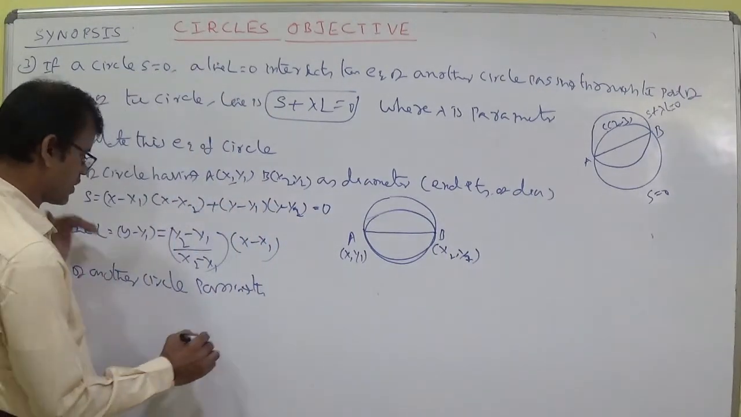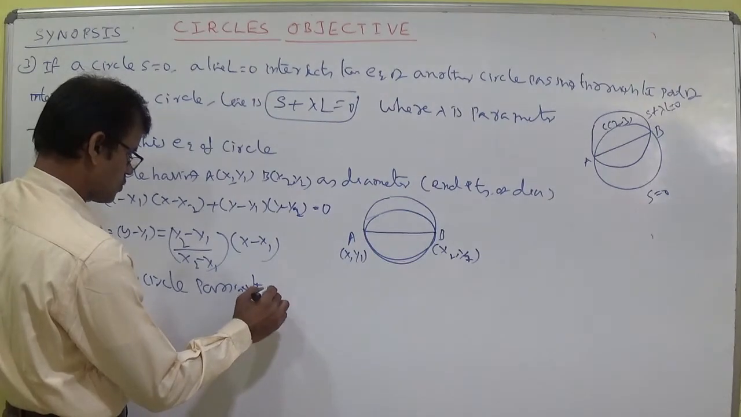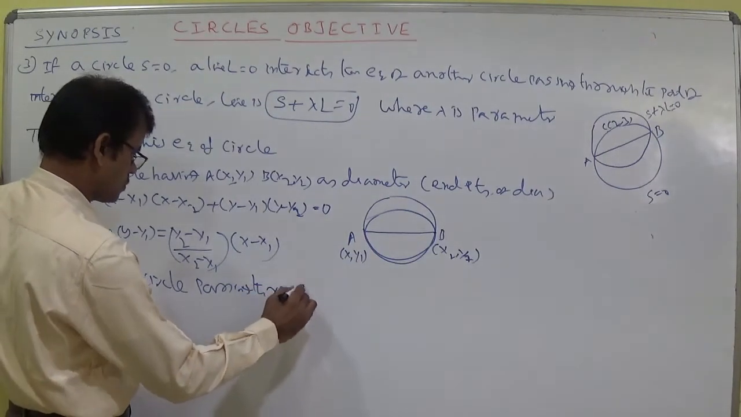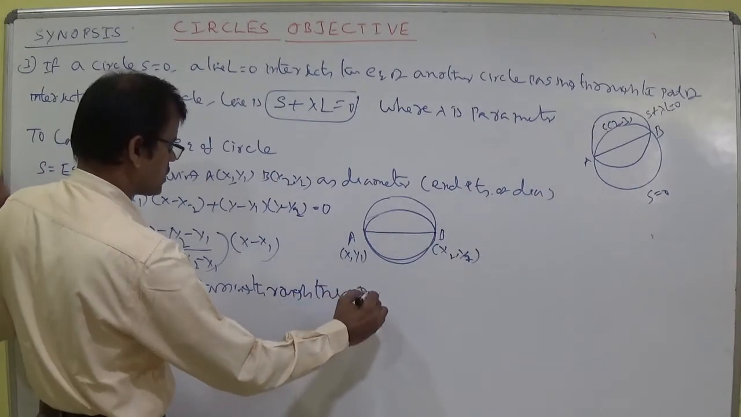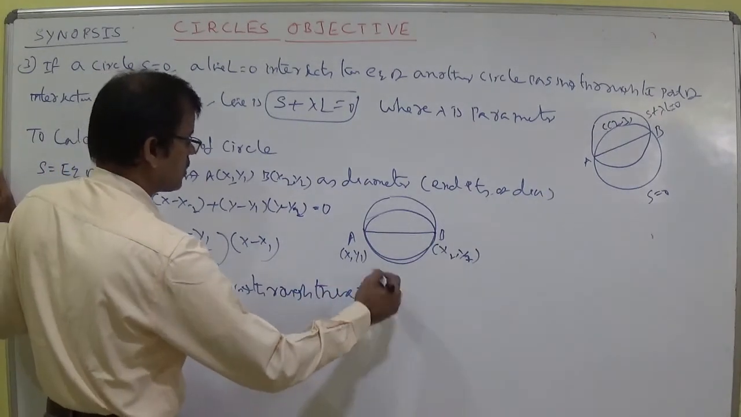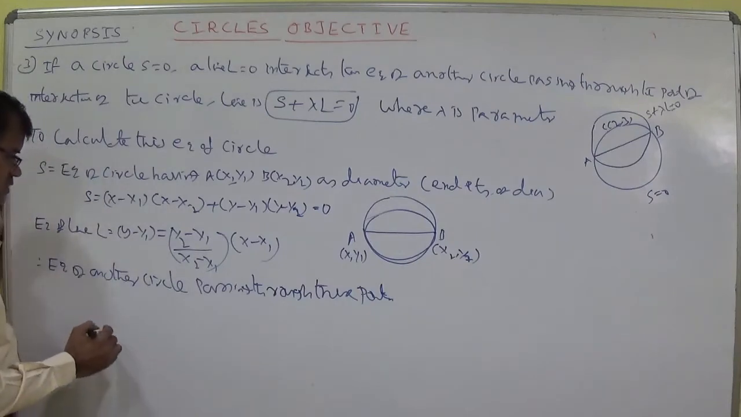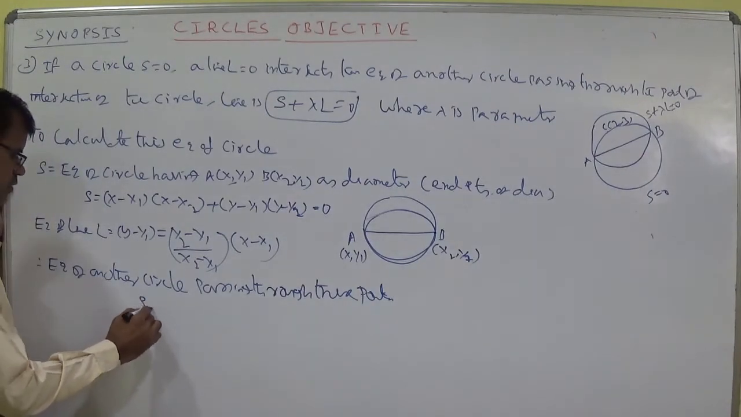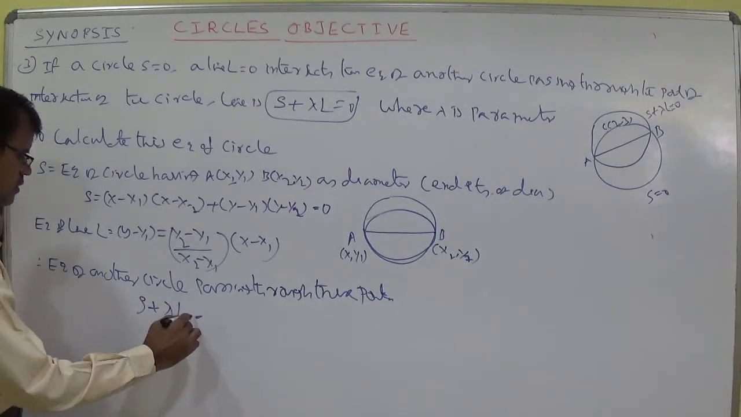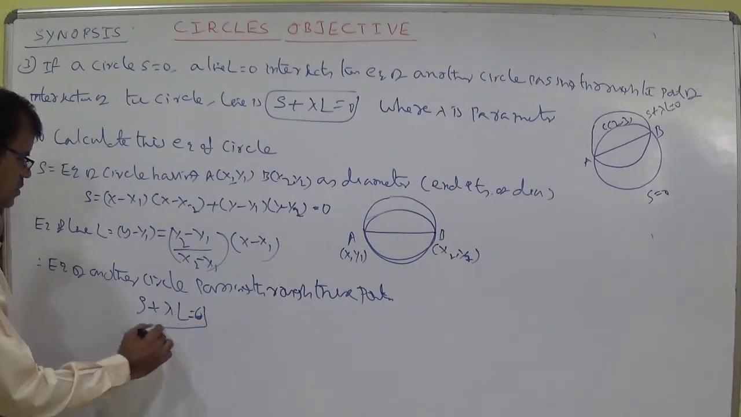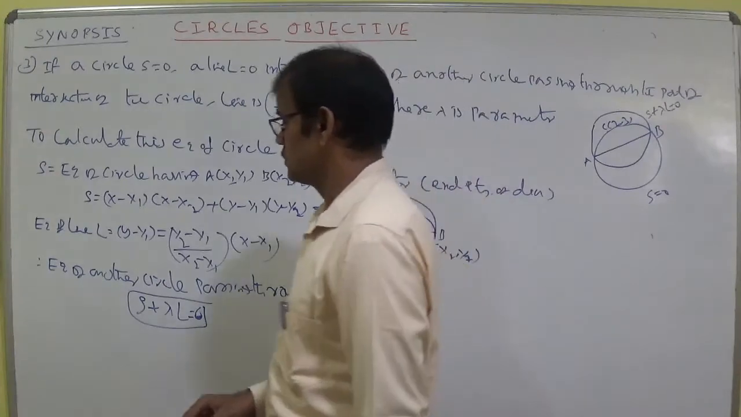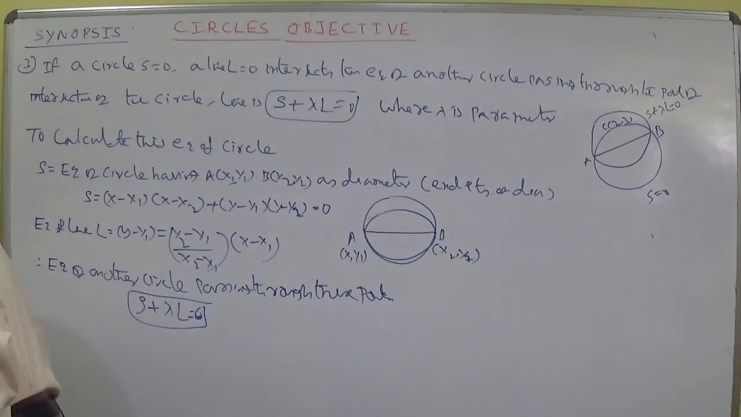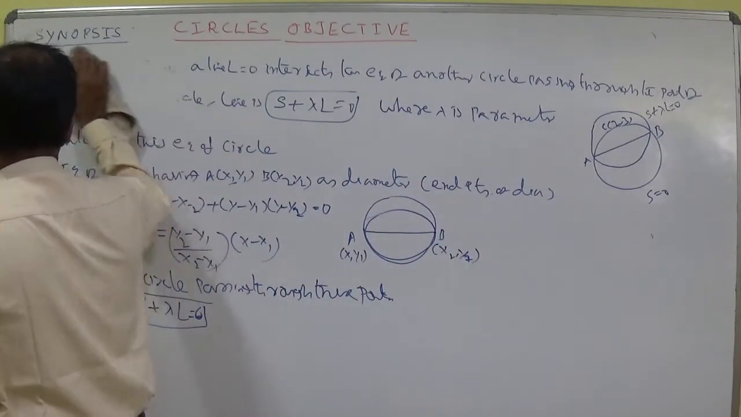So the equation of another circle passing through these points, here meaning the points of intersection of the circle and this line. Directly you write now S plus lambda L equal to 0. S plus lambda L equal to 0. This is the third one.